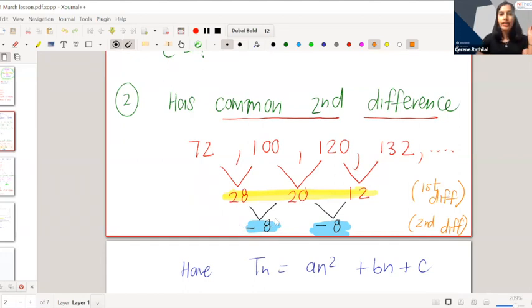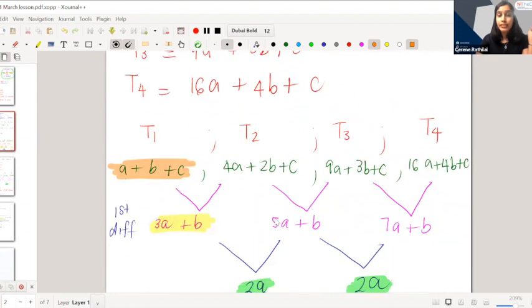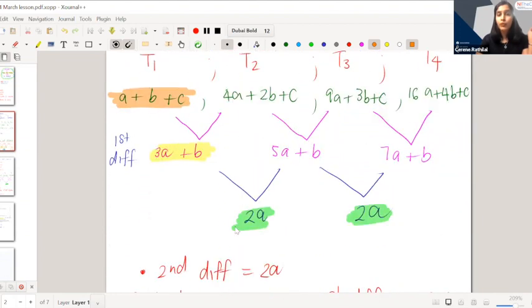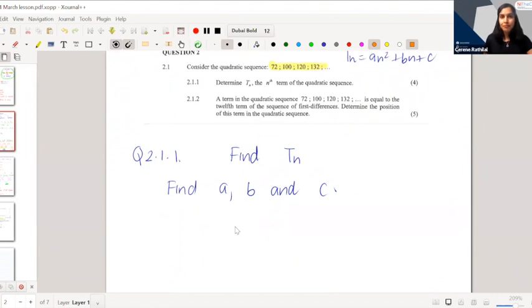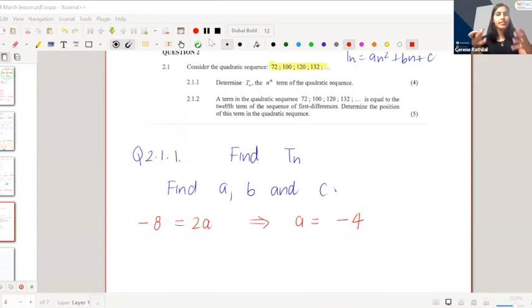And what did we just learn through our derivation? We had seen that the second difference is equal to 2a. Our second difference in this case was -8. So let's solve. I can just write that down: -8, which was the second difference, equals 2a. And so what does that imply? That implies that therefore a equals -4. Does everybody understand what I have done here? Wonderful. I see someone had already put the answer in, that a is -4.